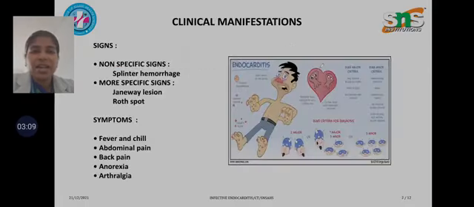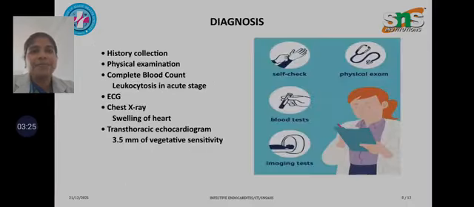Clinical manifestations are the signs and symptoms noted. Signs that are non-specific include splinter hemorrhage, and more specific signs are Janeway lesions and Roth spots. Symptoms such as fever, chills, abdominal pain, back pain, anorexia and arthralgia are noted.